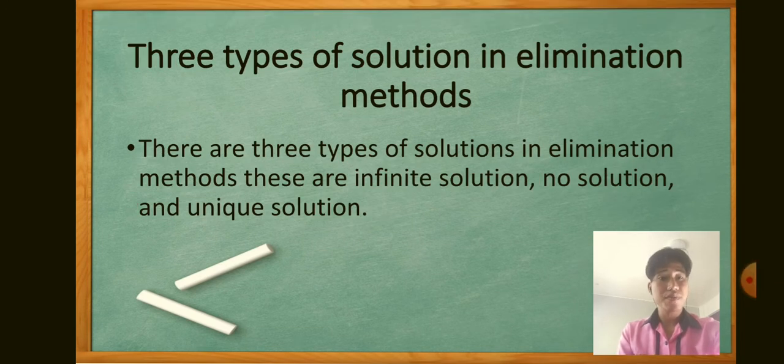Here, we have 3 types of solutions in elimination method: infinite solution, no solution, and unique solution. When we say infinite solution, there are many solutions in the equation. If it's no solution, there is no solution in the equation. And third, unique solution, meaning the solution is only one.